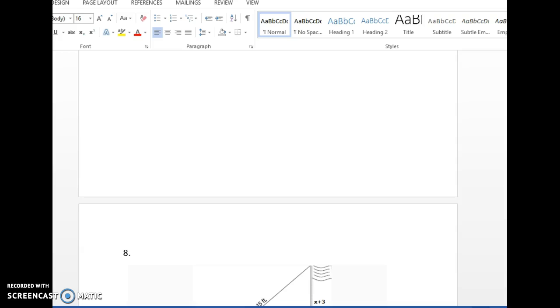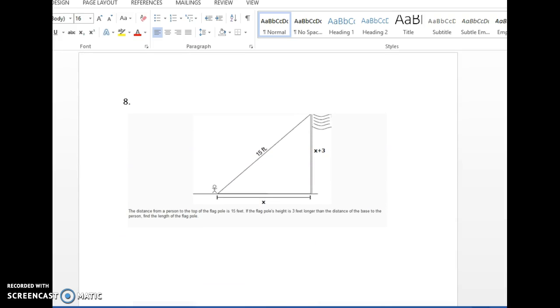Alright, I think we have time for one more. And this is a little hard to read the text, but essentially we're trying to find this value x. And we know that the distance from the person to the top of the flagpole on this diagonal is 15, and that the height of the flagpole is 3 more than the distance from the base of the flagpole to the person.